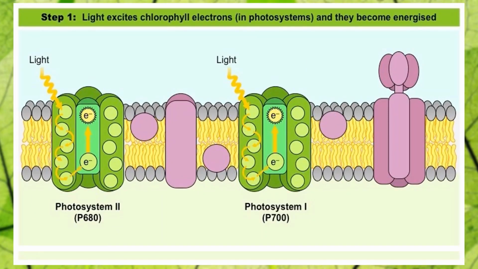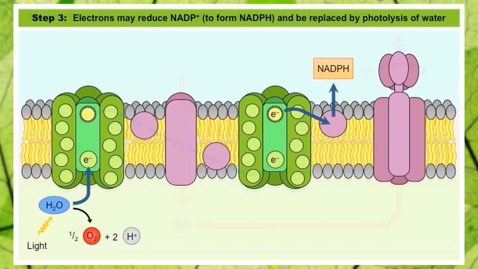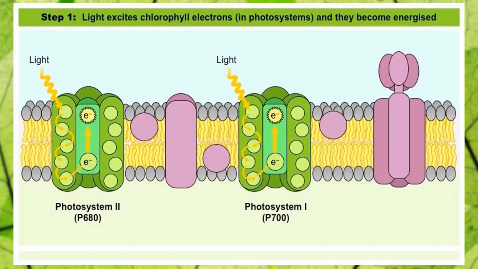Overview of the light-dependent reactions. The light-dependent reactions occur within the intermembrane space of the thylakoids. Chlorophyll in photosystem 1 and 2 absorbs light, which triggers the release of high-energy electrons. Excited electrons from photosystem 2 are transferred between carrier molecules in an electron transport chain. The electron transport chain translocates hydrogen ions from the stroma into the thylakoid, creating a proton gradient.